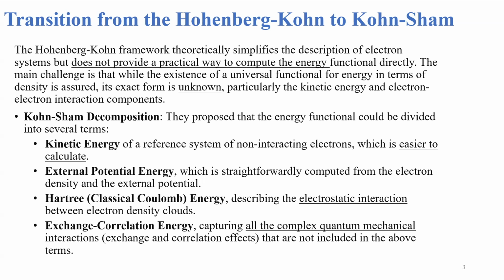First is kinetic energy: the kinetic energy of a reference system of non-interacting electrons, which is easier to calculate. You can have a grid of your system, and there are some Fourier-theorem-based laws from which you can calculate the kinetic energy. We will not go into details of that. Then the external potential energy, which is very straightforward to compute, and for simplicity we can consider a harmonic potential, for example.